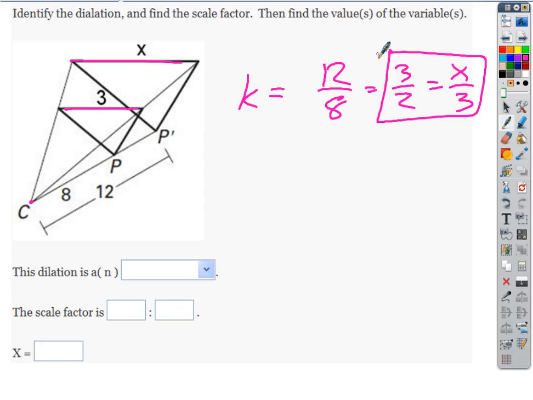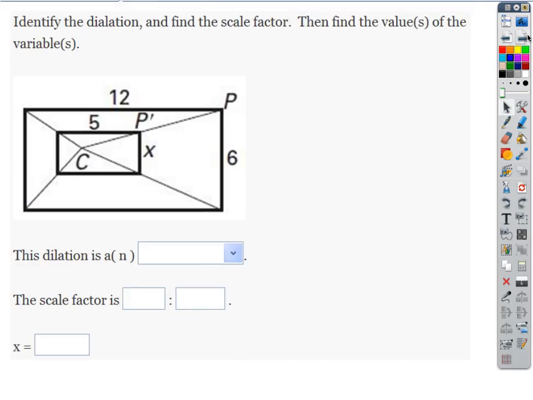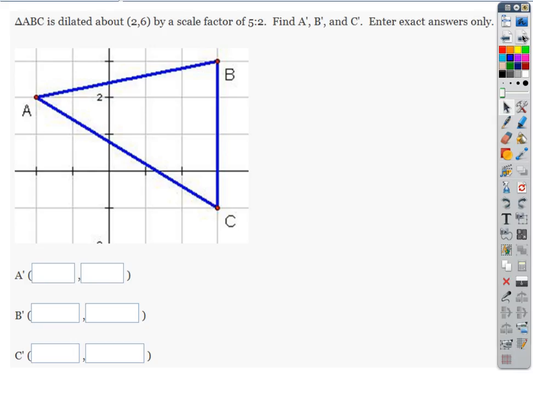Okay. The same kind of thing is going on here. Is it an enlargement or a reduction? Reduction. Okay. What's the scale factor? 5 over 12. Okay. All right. So last one. This guy. Okay, I'm gonna make this a little smaller so I don't run off the screen.